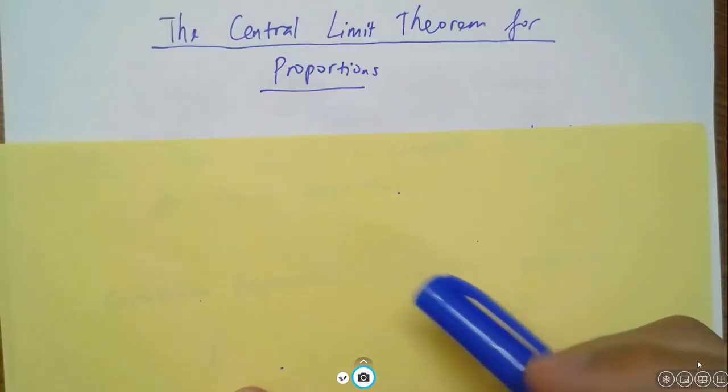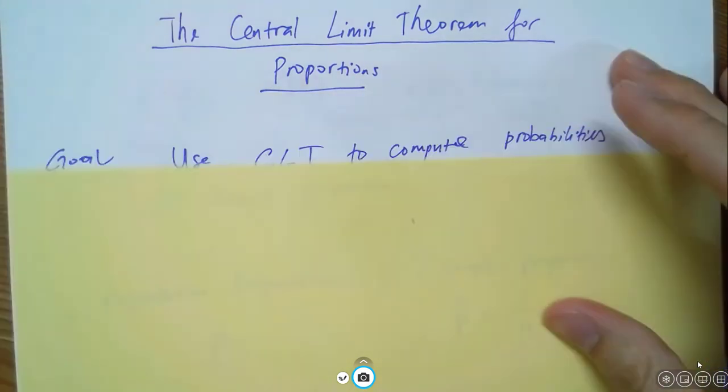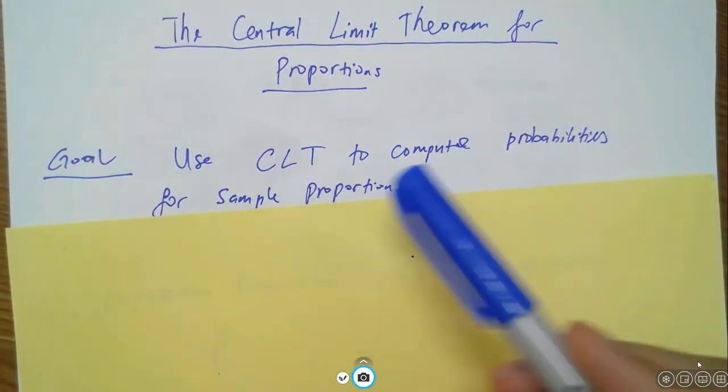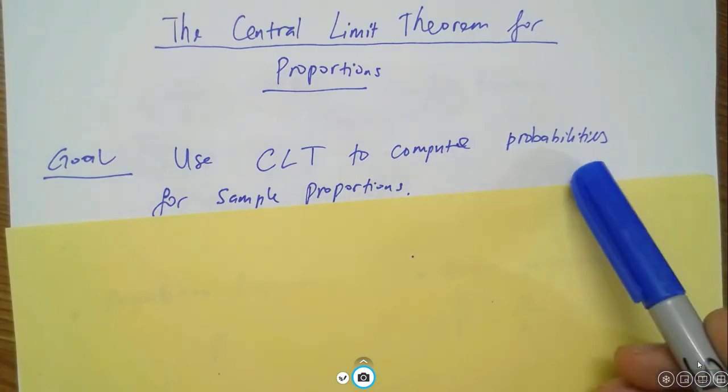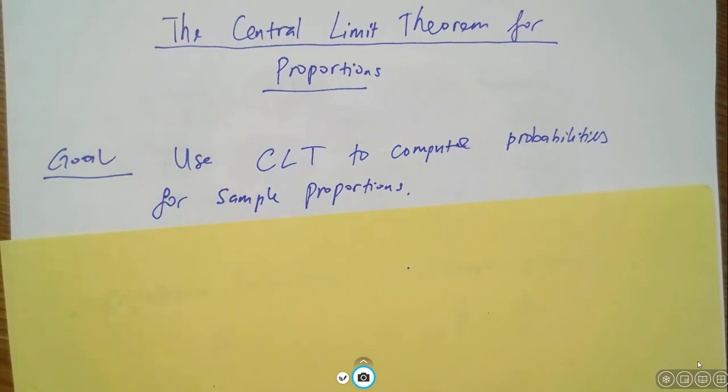In this video, we are going to study the central limit theorem for proportions. The goal is to use the central limit theorem to compute probabilities for sample proportions. So let's first define what a sample proportion is versus a population proportion.